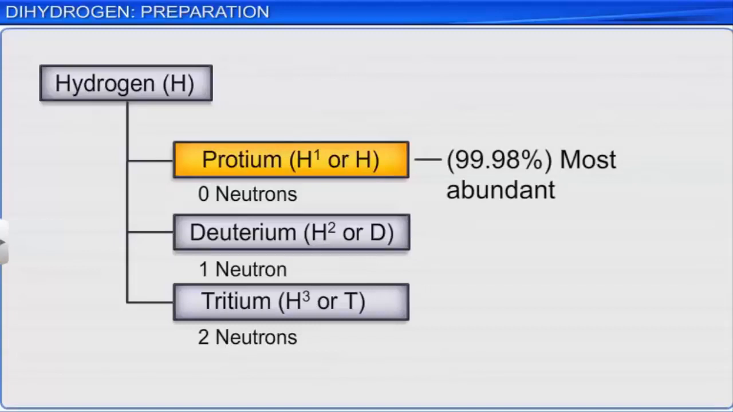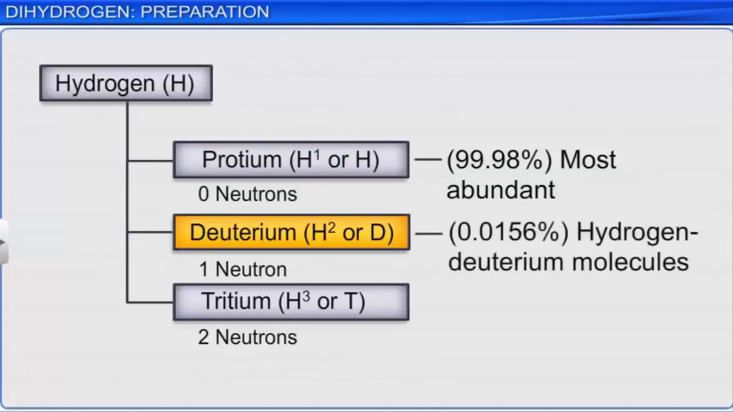The concentration of deuterium is only 0.0156%, mostly in the form of hydrogen-deuterium molecules. The concentration of tritium is about 1 atom per 10 raised to the power 18 atoms of protium. It is the only hydrogen isotope that is radioactive and emits low-energy beta particles.